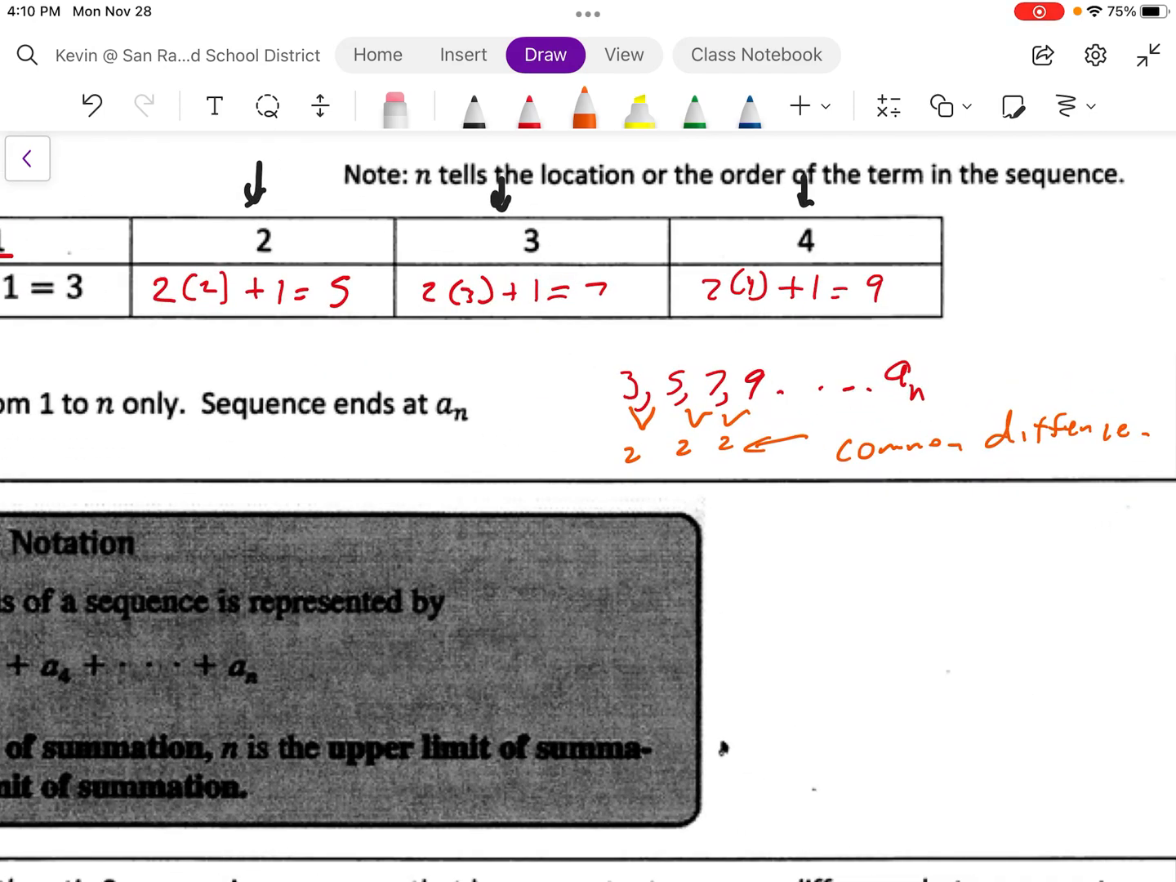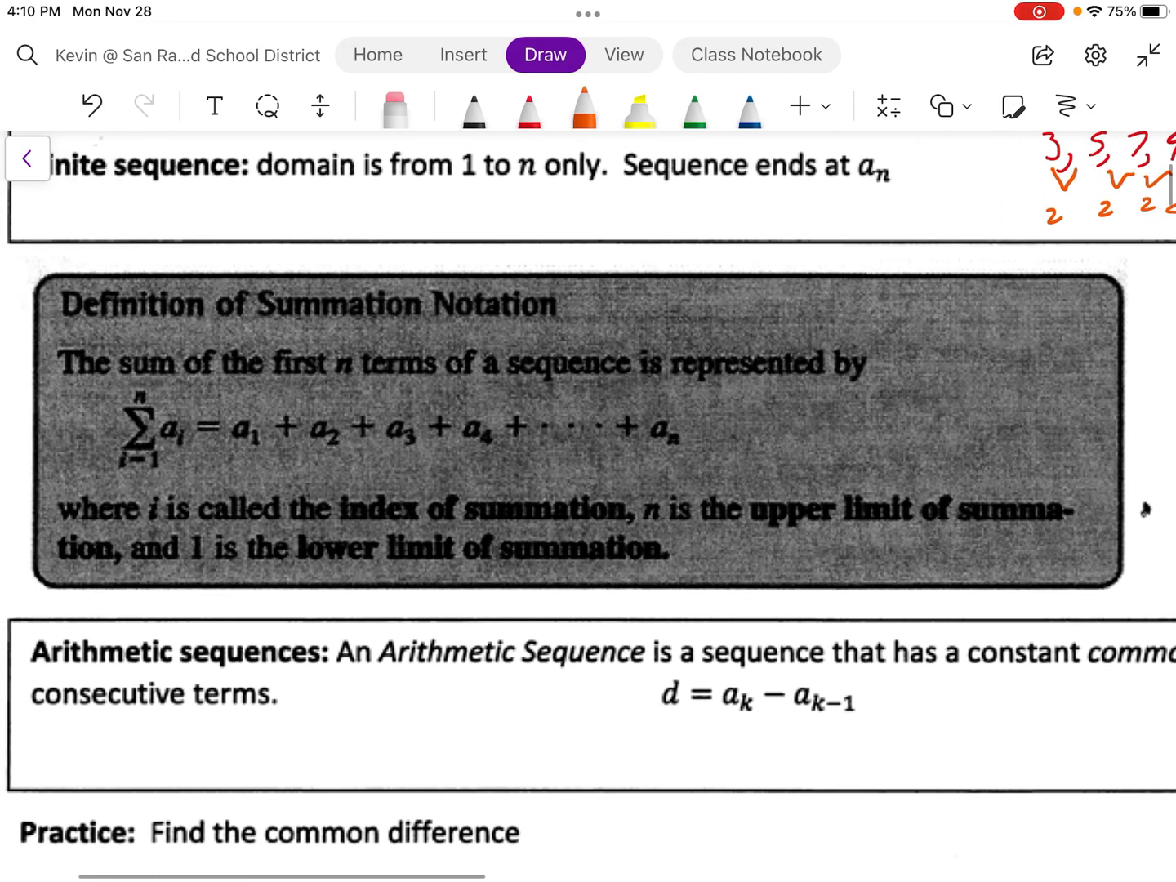The other thing I want to mention really quickly is the definition of summation notation. This is a way to write the sum of the first n terms of a sequence, and it's represented by the Greek letter sigma. I is the index of the summation, and ultimately that will be our equation, our function. The upper limit is this n right here, and that will usually have a value in it.